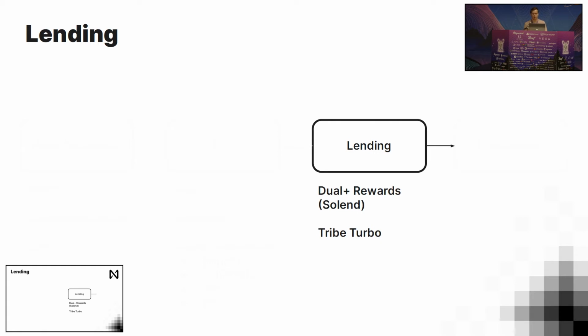I guess one kind of naive way to do it that I've seen being used on a lending protocol in Solana called Solend is basically that pool 2 approach, but for lending. You can incentivize people to deposit your token by giving them your token. A newer one that's actually really exciting is by the team called Tribe Turbo that I don't think is out just yet, but seems to be coming to market pretty soon.